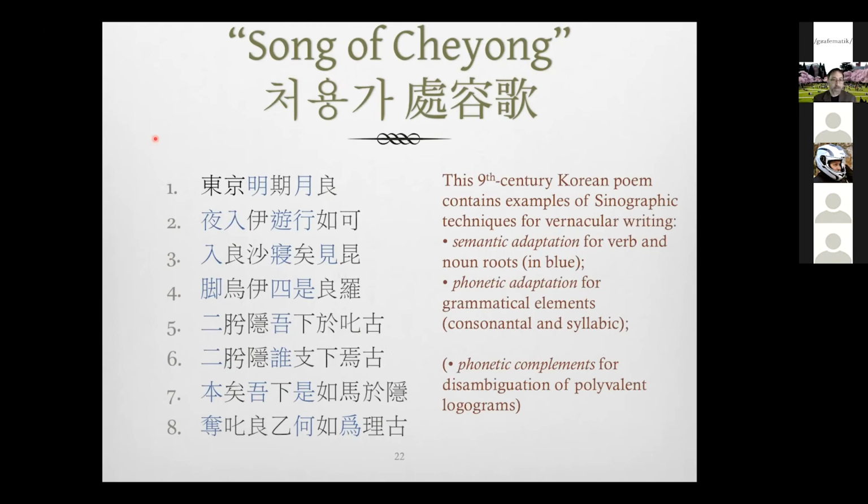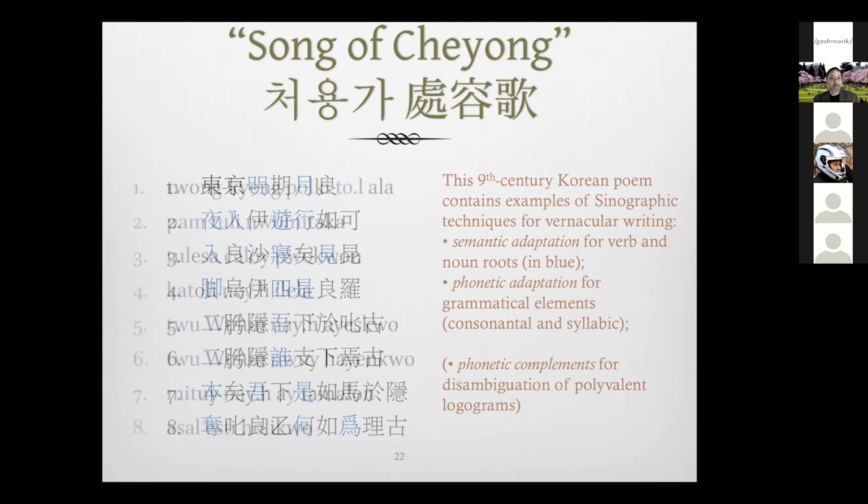Some of the Chinese characters are semantically adapted. Their Chinese pronunciation is ignored, and they are writing equivalent meaning morphemes in Korean. And that's typical of the noun and verb roots, the ones that have relatively concrete lexical meaning. And the characters in black are phonetically adapted. Their original Chinese meaning usage is ignored. Their Chinese pronunciation is used to represent similar sounding syllables or individual consonant sounds of Korean. Typically, we find this for the grammatical elements, the case marking particles, the verbal inflectional endings, and so on.